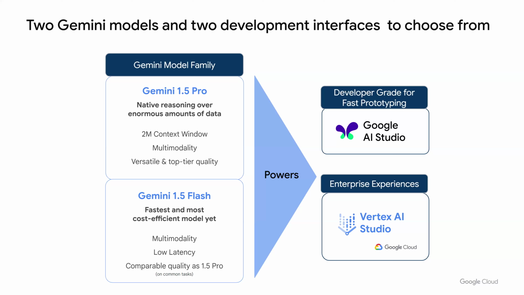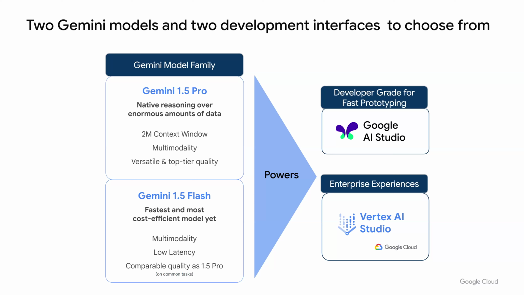Today, you can access these models through 2 interfaces. There's the Google AI Studio. It is our developer-grade interface for fast prototyping and small-scale deployment. It's very easy to get started and very accessible. You only need a Gmail account, and so it's ideal for people who might not have deep ML experience.